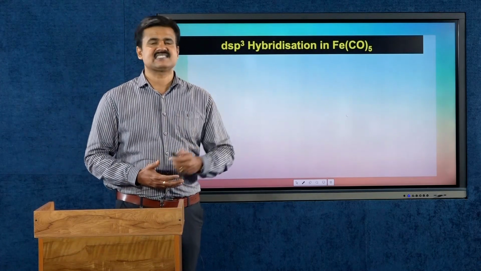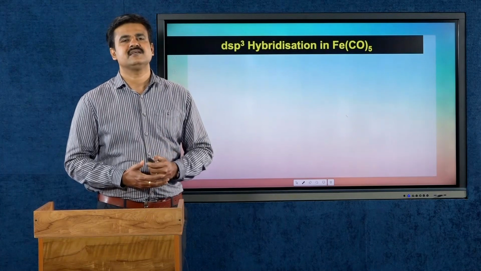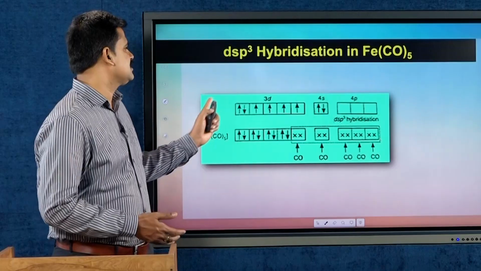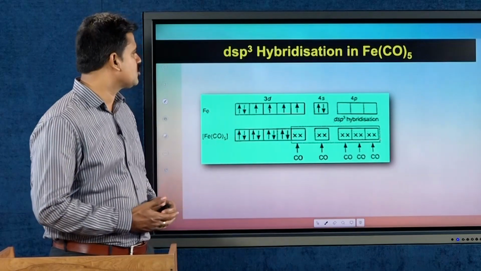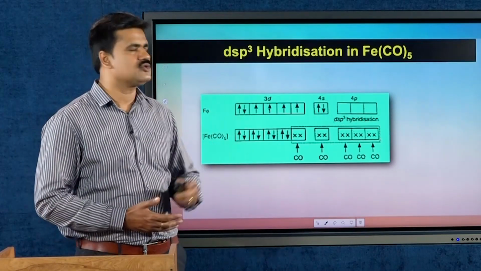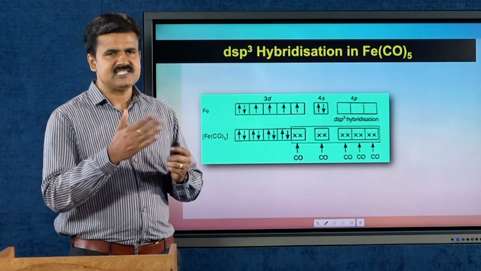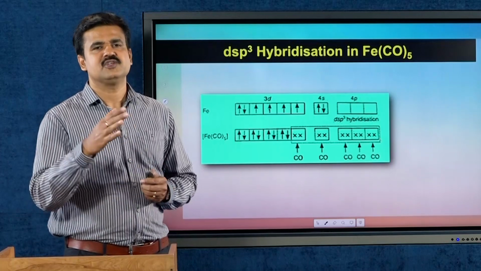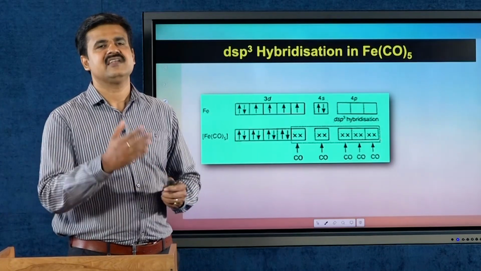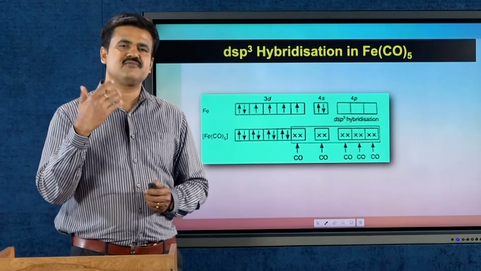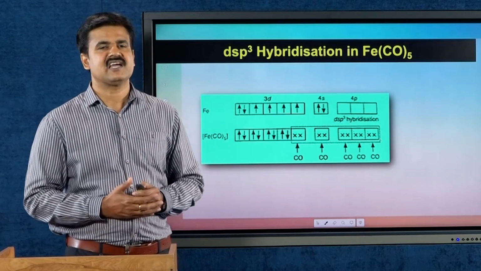We can discuss the dsp3 hybridization in Fe(CO)5 here itself. The central atom iron has a ground state configuration of 3d6 4s2, but there are no electrons in the 4p shell, and some rearrangement, pairing of electrons, happens to make 1 d orbital free, and the hybridization shown here is dsp3 hybridization. There are 5 vacant dsp3 hybrid orbitals.